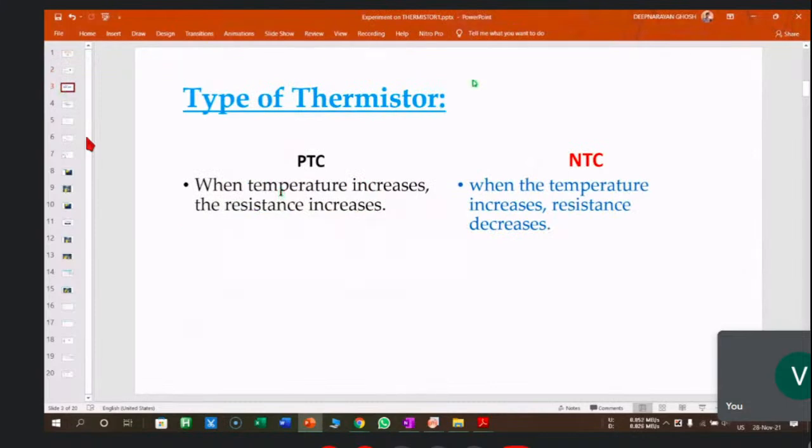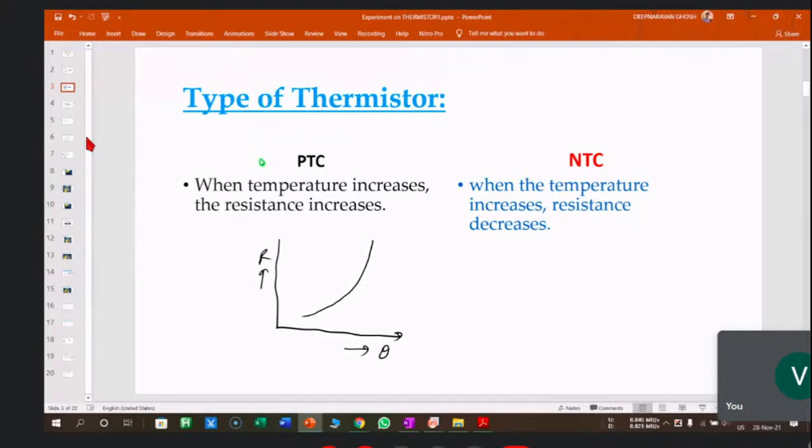Next is the types of thermistor. There are two types available. One is PTC, the positive temperature coefficient. That means if we increase the temperature, its resistance will increase. If I simply draw a graph of temperature theta versus resistance R, in the case of PTC the curve will be like that, with increasing theta, resistance increases.